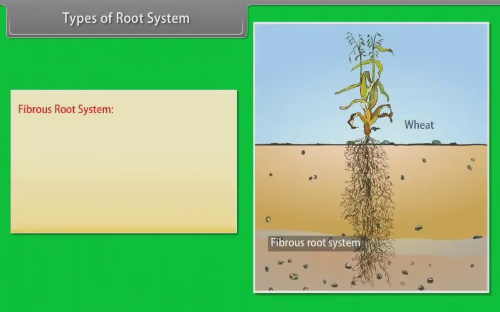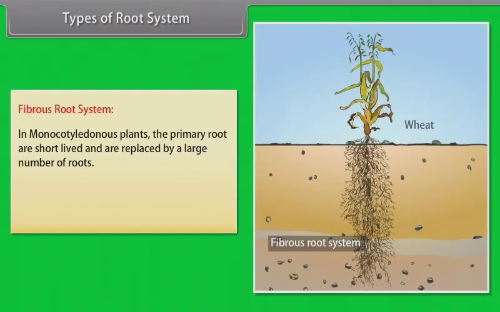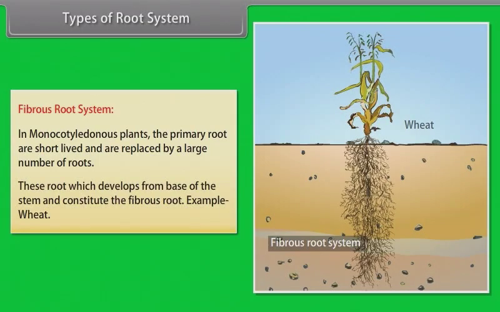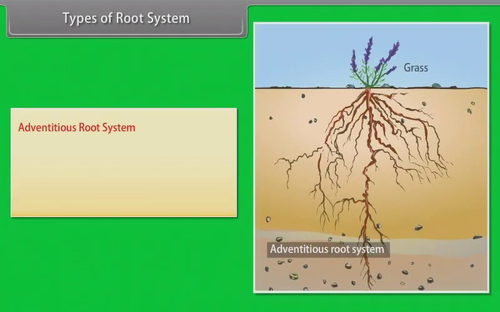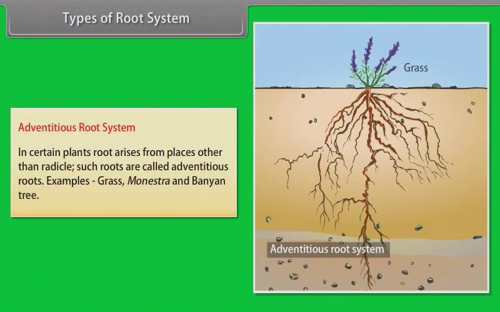Fibrous root system. In monocotyledonous plants, the primary root is short-lived and is replaced by a large number of roots. These roots develop from the base of the stem and constitute the fibrous root. Example, wheat. Adventitious root system. In certain plants, roots arise from places other than the radicle. Such roots are called adventitious roots. Examples, grass, monstera and banyan tree.